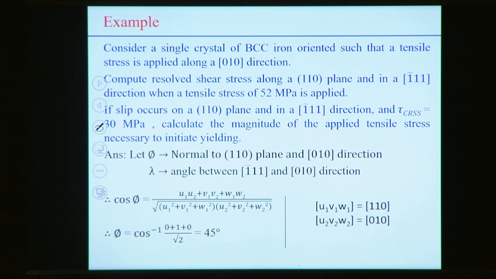Consider a single crystal of BCC iron oriented such that a tensile stress is applied along the 0, 1, 0 direction. Now we need to compute the resolved shear stress on the 1, 1, 1 plane in the 1, 1, 1 direction when a tensile stress of 50 megapascal is applied. Now if slip occurs on a 1, 1, 0 plane in a 1, 1, 1 direction and the critical resolved shear stress equals 30 megapascal, we need to calculate the magnitude of the applied tensile stress necessary to initiate the yielding. Now we consider the similar configuration, the phi and lambda.